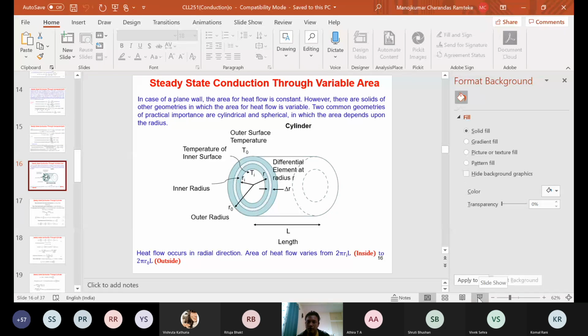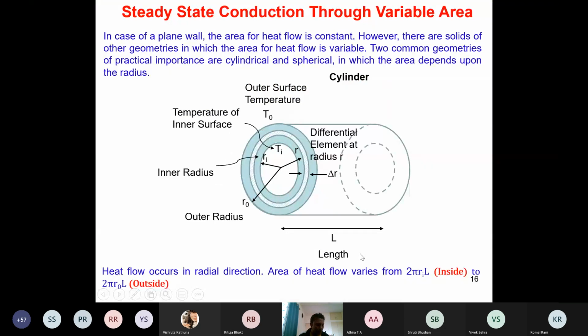Okay. So let us have a quick recap of what we have done in the last class. So in the last class, we started looking at heat transfer through variable surface area. So again, we have argued.